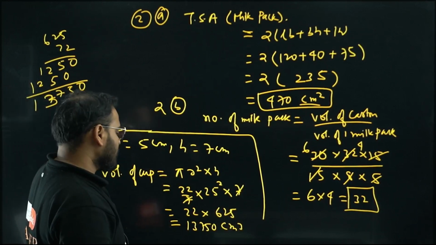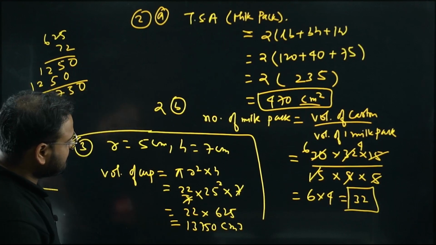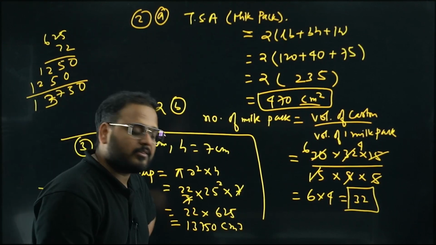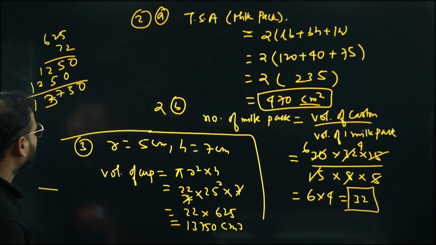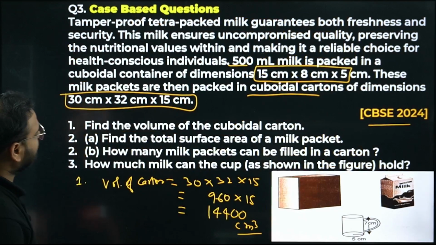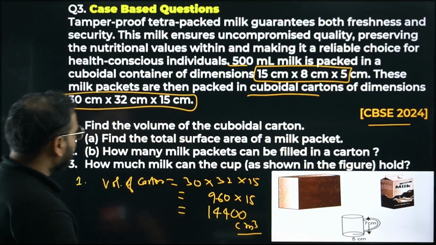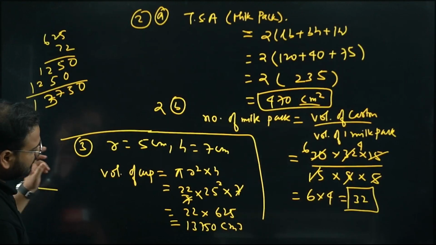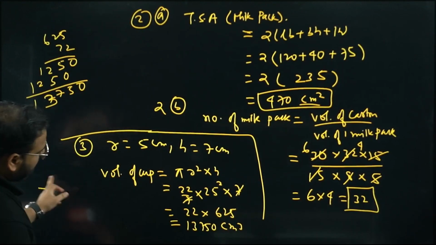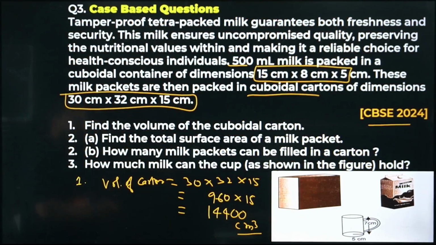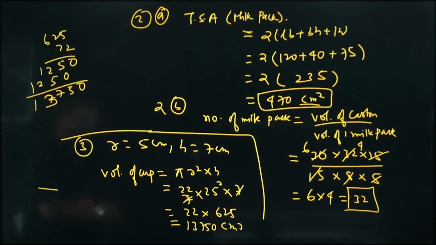Now 1 liter has 1000 ml, right? Do we need the answer in centimeter or meter cube? They have not specified, so we can keep the answer in centimeter cube only. Will it be good? I think it looks okay. Have a look. Pi r square h.